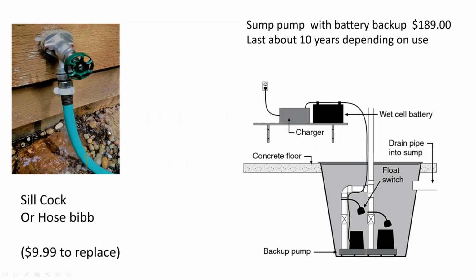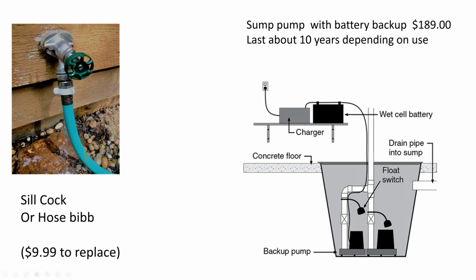This is your silcock or hose bib. This will come up on your inspection report often as well. It's a very simple thing to fix. They do freeze. It's important that you remove your hose in the winter, because if this freezes, it backs up into there and causes the pipe to freeze behind the wall and can cause some serious damage. So you always want to make sure to tell your buyers to disconnect their hoses in the winter.